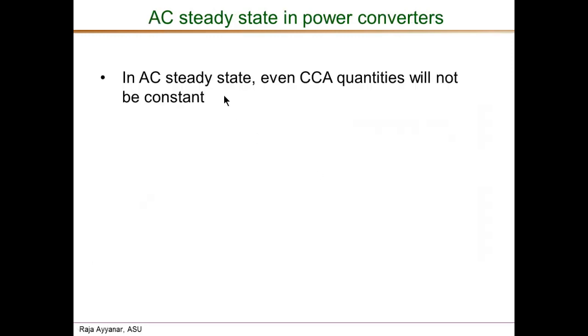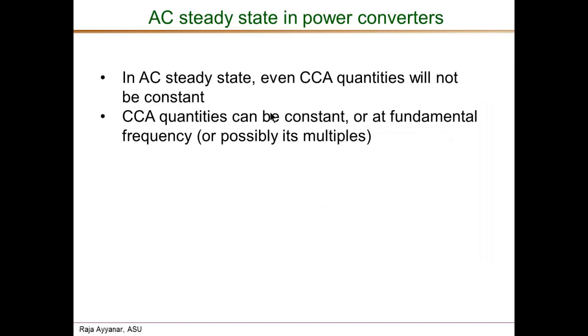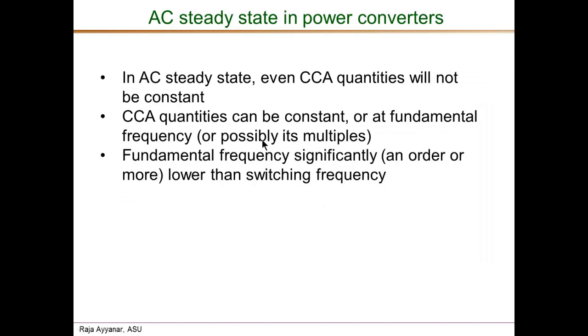Okay, let's conclude this video by discussing briefly the AC steady state. So this video has focused on DC steady state, whereas when we get to the study of DC-AC converters or AC to DC converters, then we will be dealing with AC steady state as well. In AC steady state, even the cycle by cycle average quantities will not be constant. They can be constant, or more likely there will be some fundamental frequency component, or sometimes multiples of this fundamental frequency. The fundamental frequency itself is going to be significantly lower than the switching frequency.